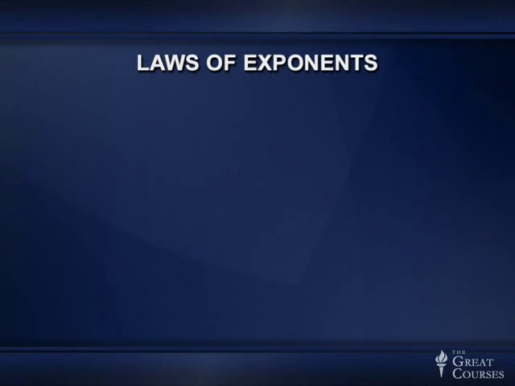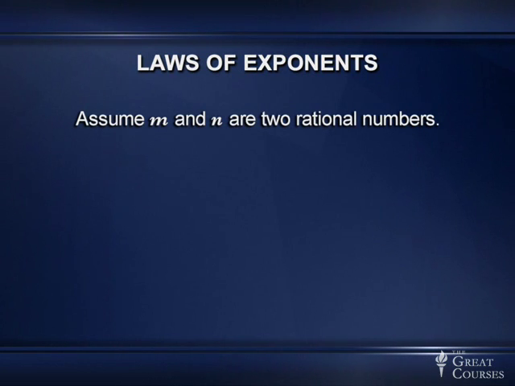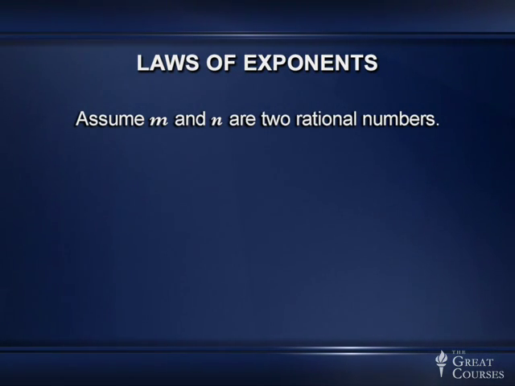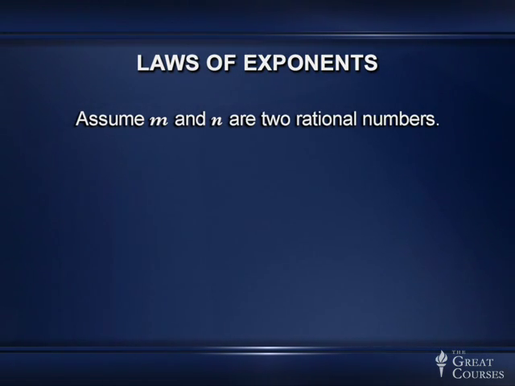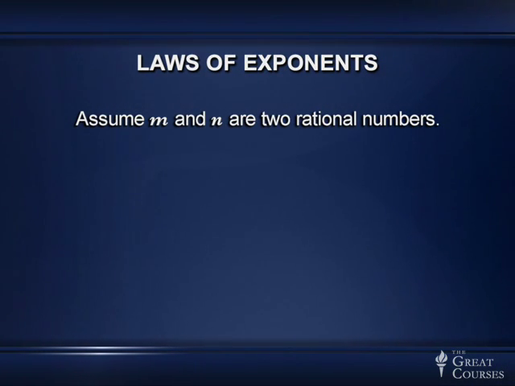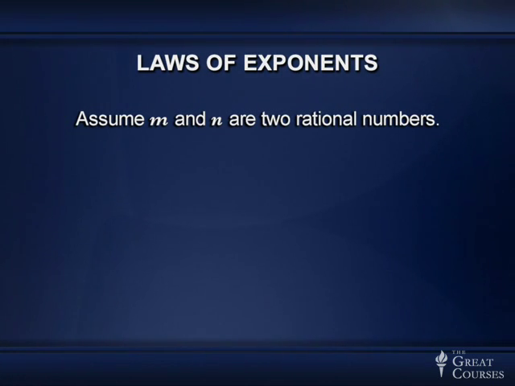So let me just remind you very quickly of the laws of exponents that we have in algebra. So assume m and n are two rational numbers. So they might even be whole numbers, since whole numbers are fractions with denominator 1. Then, as long as we aren't causing any division by 0, we have the following rules.